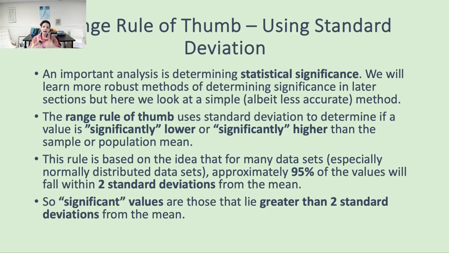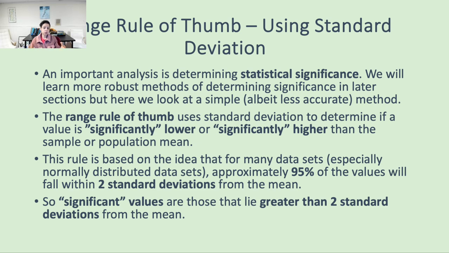Now, we have something called the range rule of thumb when using standard deviation. And it helps us determine something that's very important when we're doing statistical analysis. A very important analysis is always determining statistical significance. And we'll learn a lot more robust methods for determining significance in later sections. But this one is a simple, not super accurate, but helpful method of determining whether a particular value in a data set is statistically higher or lower than the mean.